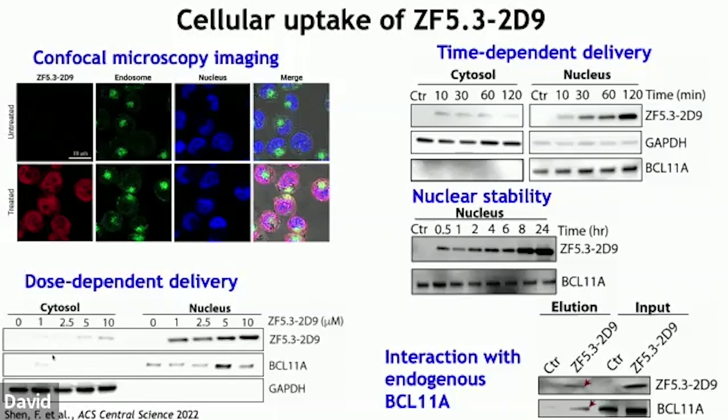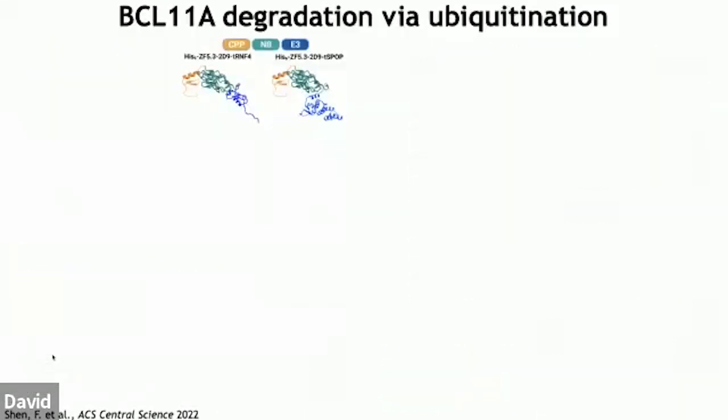And that we can deliver sufficient amounts to engage with full-length BCL11A. And that's what this experiment is showing, wherein we can deliver the nanobody and use it to pull down BCL11A in the elution. Okay, so this is good, and getting that nanobody in and interacting with BCL11A does not alter the function, does not change fetal hemoglobin levels, but because we're chemical biologists, we can use it as a way to now recruit an E3 ligase to degrade this transcription factor.